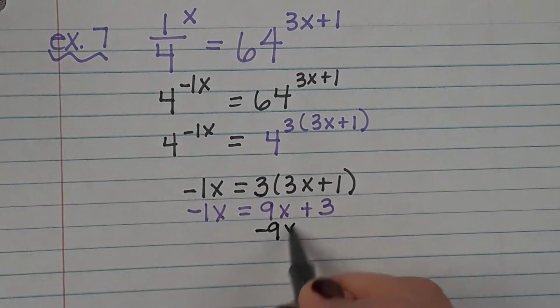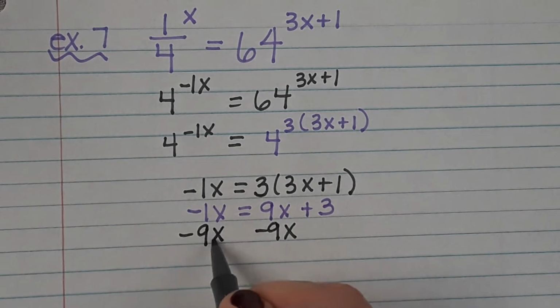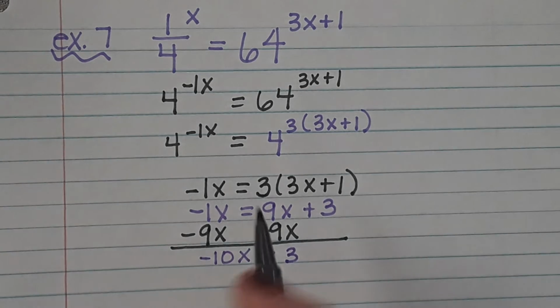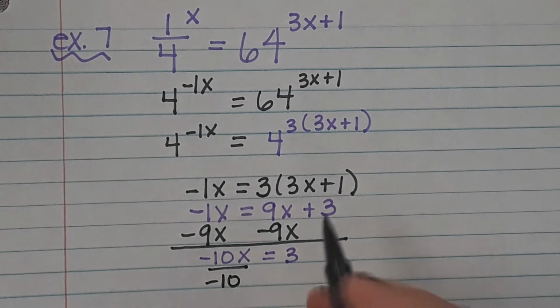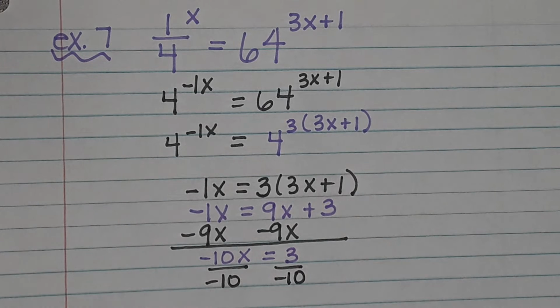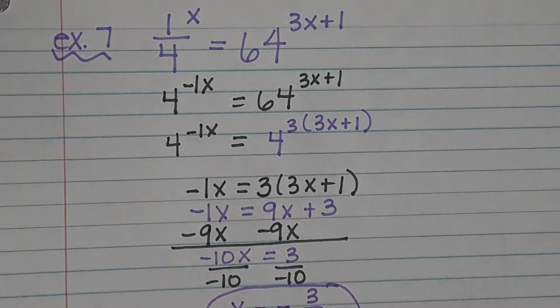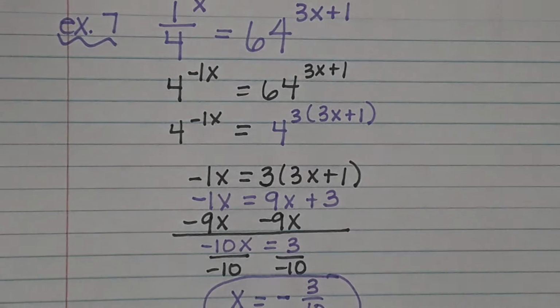This becomes 9x plus 3. Let's subtract 9x from both sides. Negative 10x equals 3. Divide by negative 10. And x equals negative 3/10. It's not a beautiful fraction, but it's a fraction.